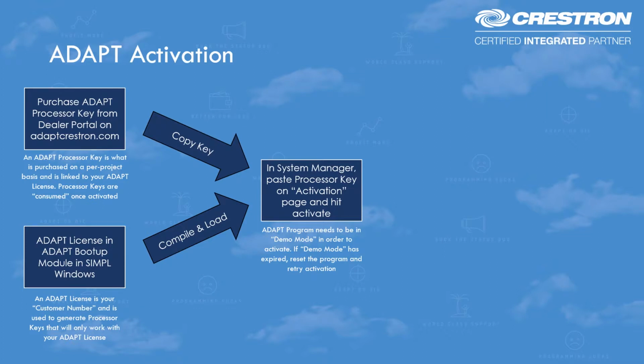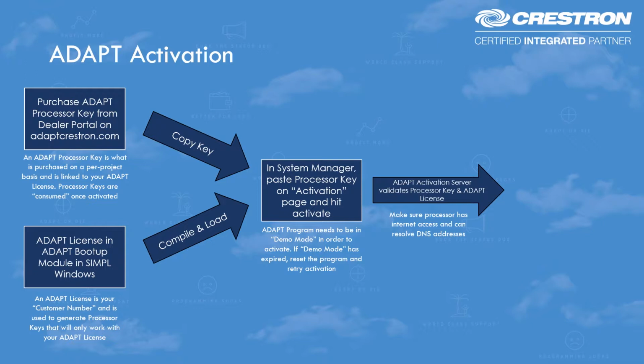And once you hit that activate button, that's where your processor will make its only reach out to the web. Your processor will actually reach out to our Adapt activation server and validate that your processor key matches up with your Adapt license, essentially that you purchased that processor key, and it also makes sure that that processor key hasn't been used before. And obviously, since this is reaching out to the internet now, you want to make sure that your processor has internet access and can resolve DNS addresses, meaning it can resolve google.com into its IP address.